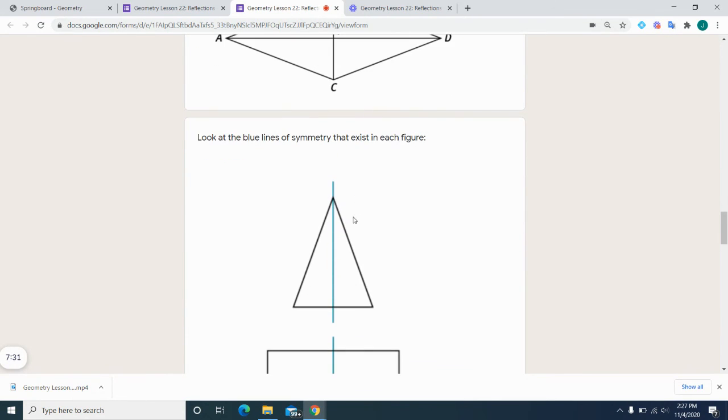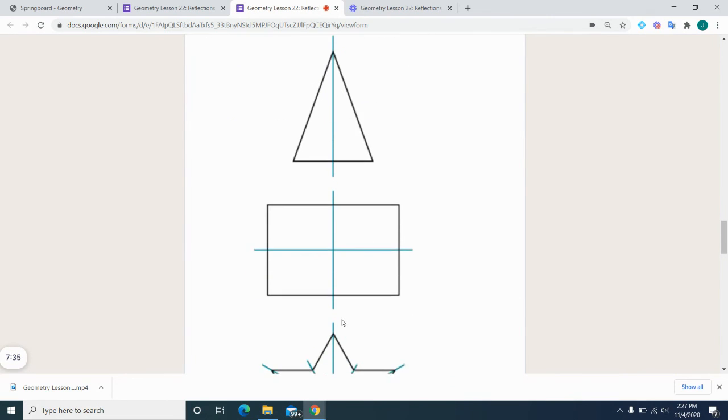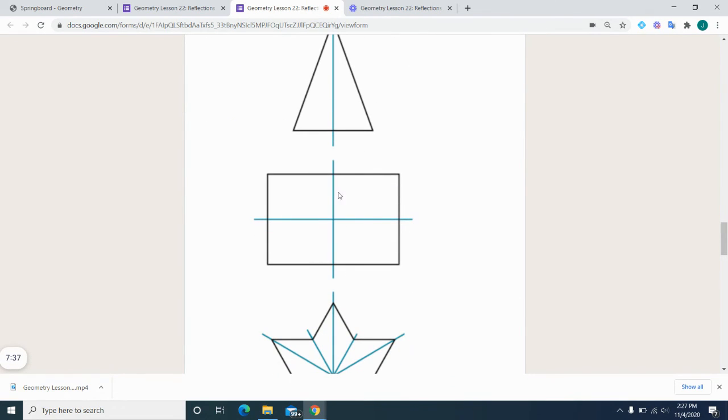So look at this right here. This triangle has one line of symmetry right up and down through the middle. Look at this right here. How many lines of symmetry? It's got 2, up and down, left and right. How come there's not a line of symmetry going from corner to corner? Well, because you have 2 different shaped triangles on each side. If this was a perfect square, you could go from corner to corner. On a rectangle, you can't.